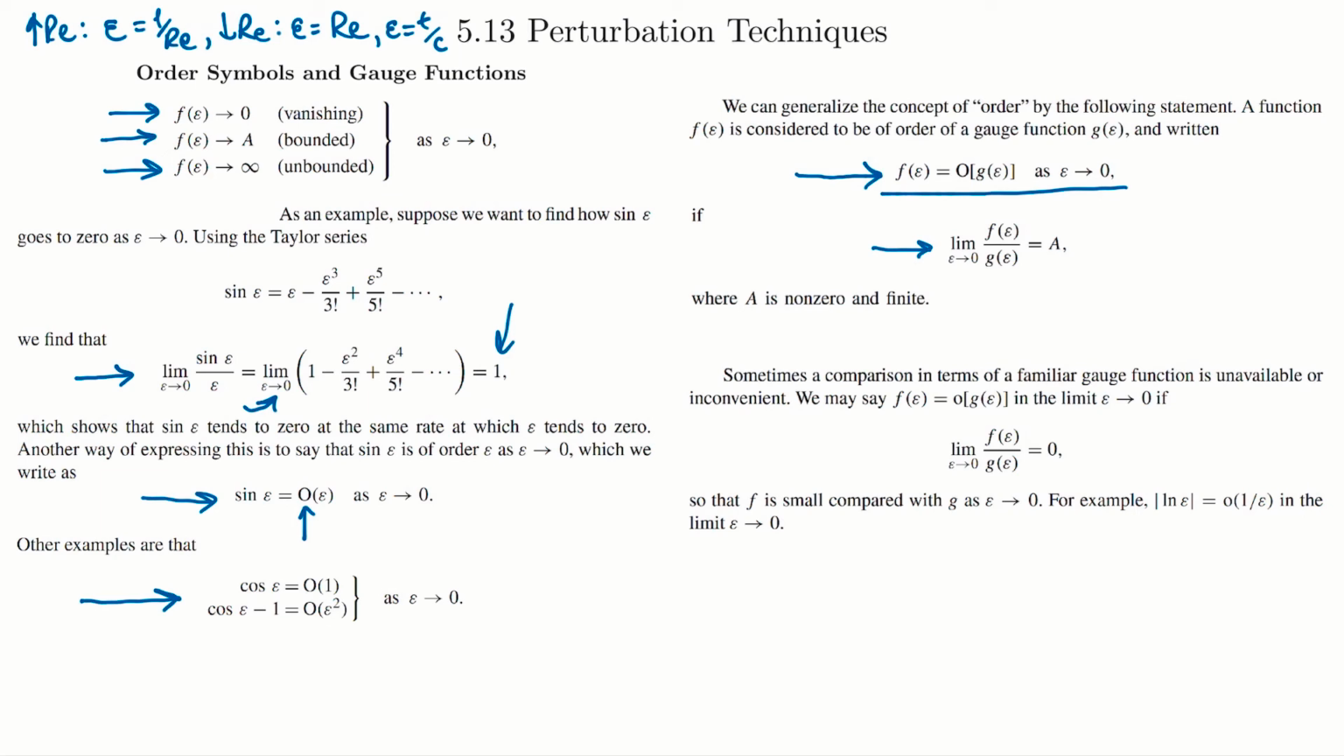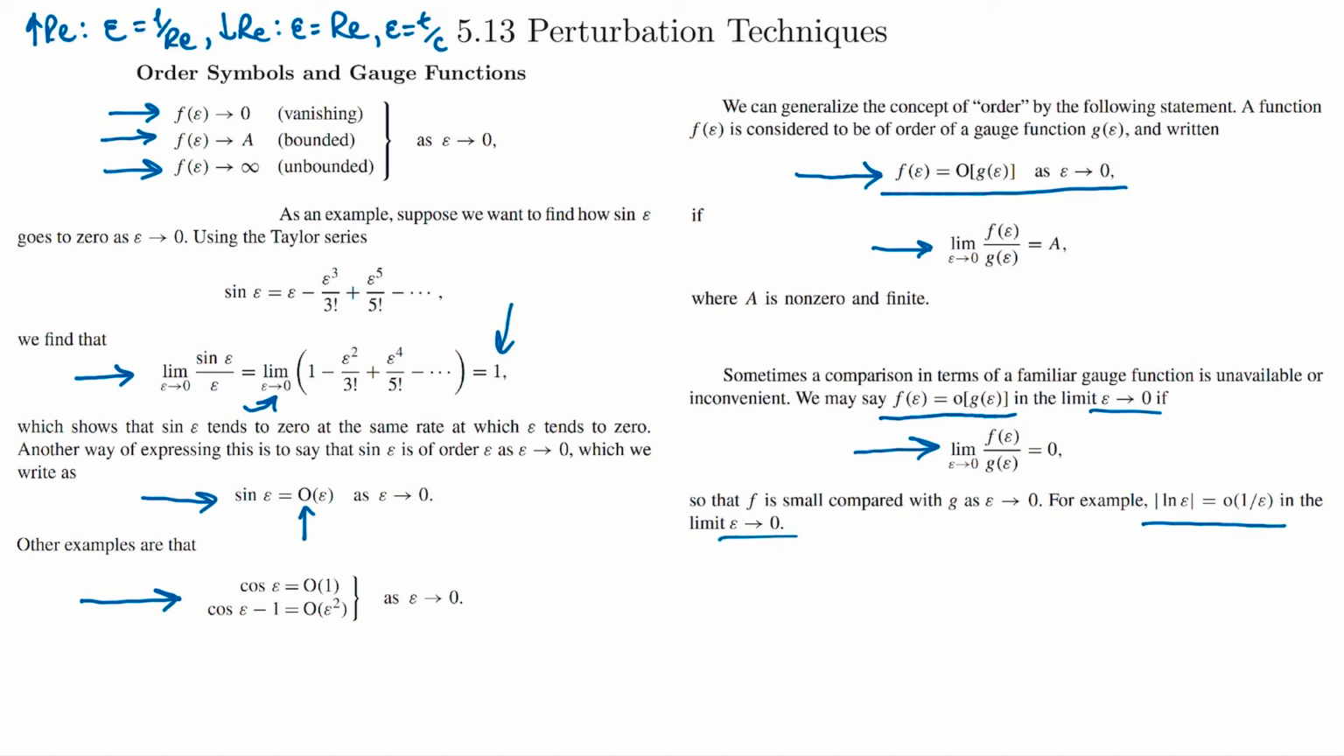Now, sometimes we'll have cases where comparing to a familiar gauge function is unavailable or inconvenient. In this case, we can write it this way: in the limit of epsilon approaches 0, if when we take our function and divide it by our gauge function, and take the limit as epsilon approaches 0, that equals 0, that tells us that f is small compared to g as epsilon goes to 0. So we use this little o, and an example here is ln of epsilon is o(1 over epsilon).